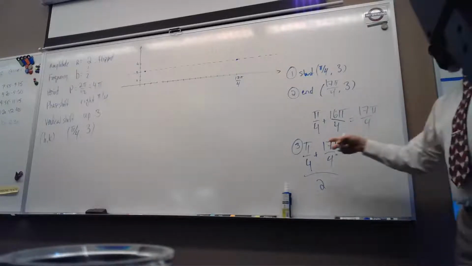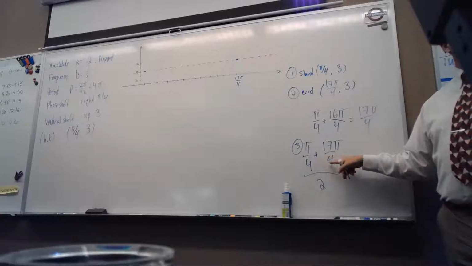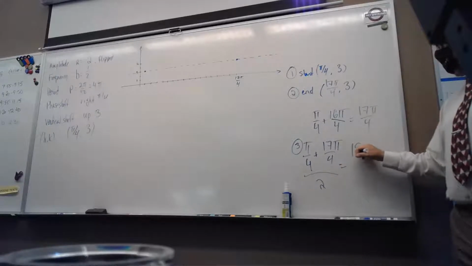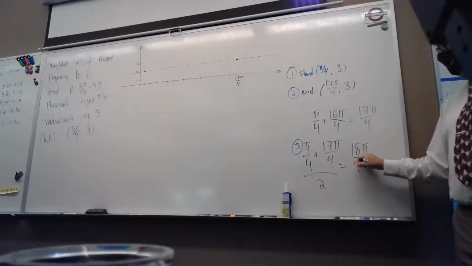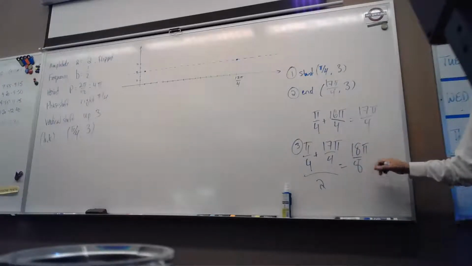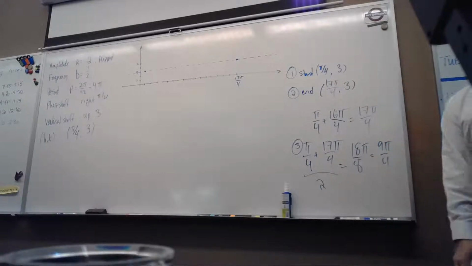All right. 1 plus 17 is 18, over 4, over 2 is really over 8, right? Divide by 4, then divide by 2 is the same as divide by 8. What goes into 18 and 8? 2. Oh, no, yeah, just 2. There's my center.